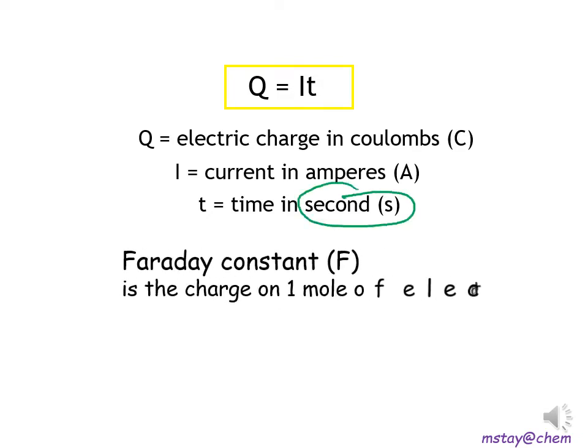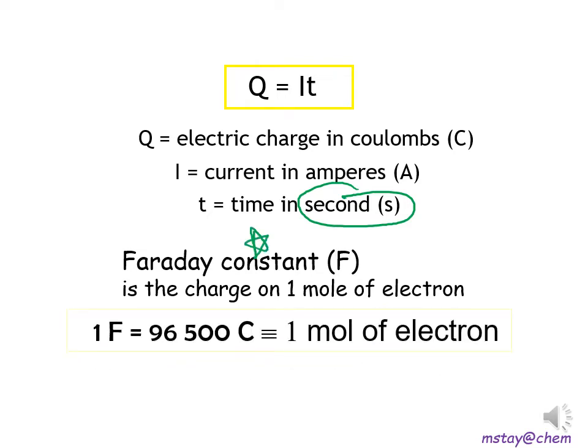Then the Faraday constant is the charge on 1 mole of electrons. Since it is a constant, the value is fixed, which is equal to 96,500 coulomb. So the Faraday constant is the charge on 1 mole of electrons. You can use 1 Faraday equal to 96,500 coulomb, which is equal to the charge carried by 1 mole of electrons.